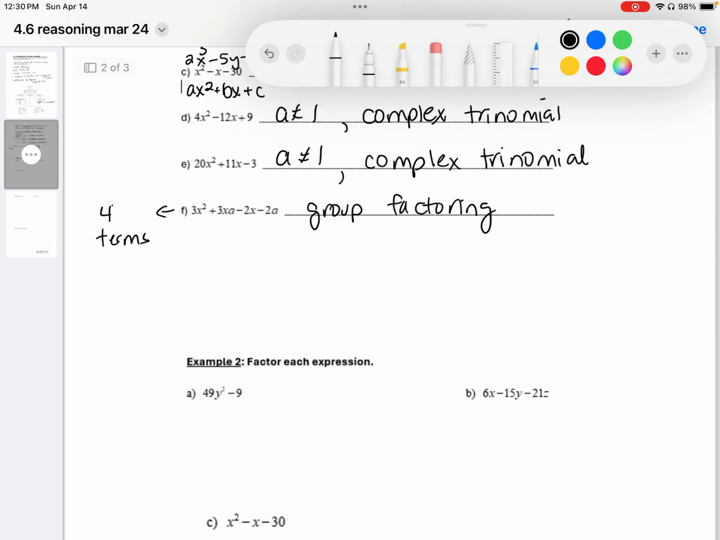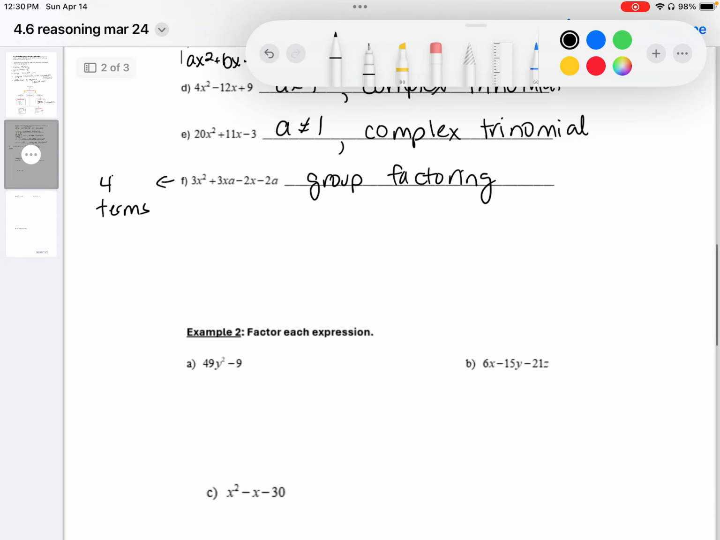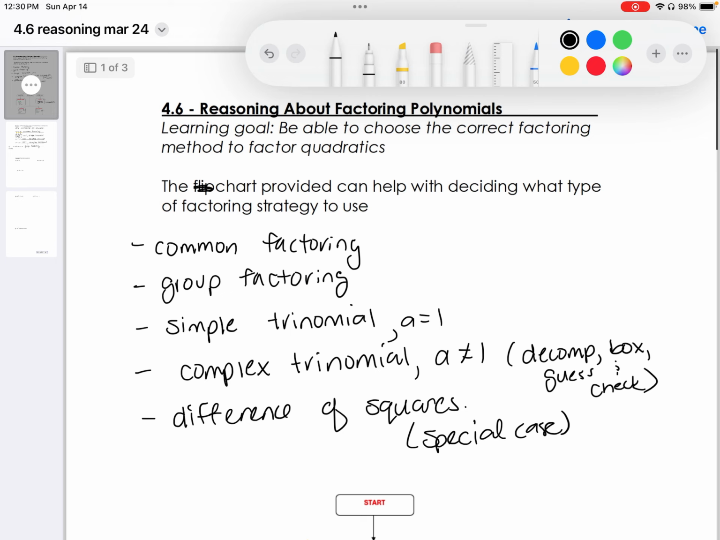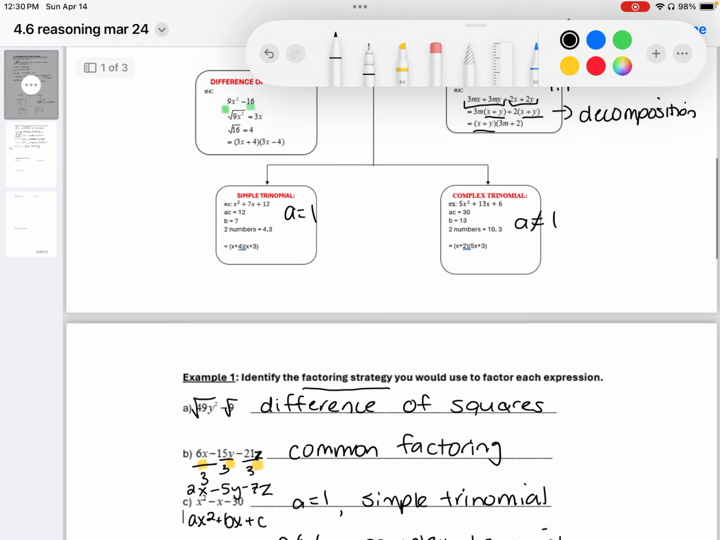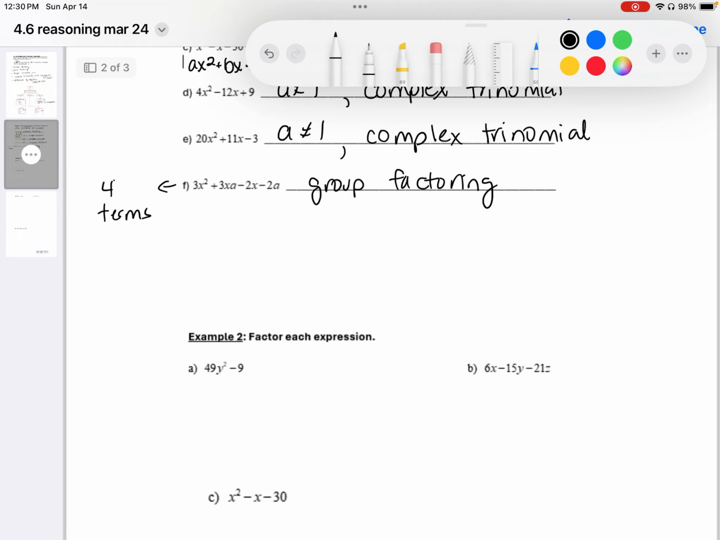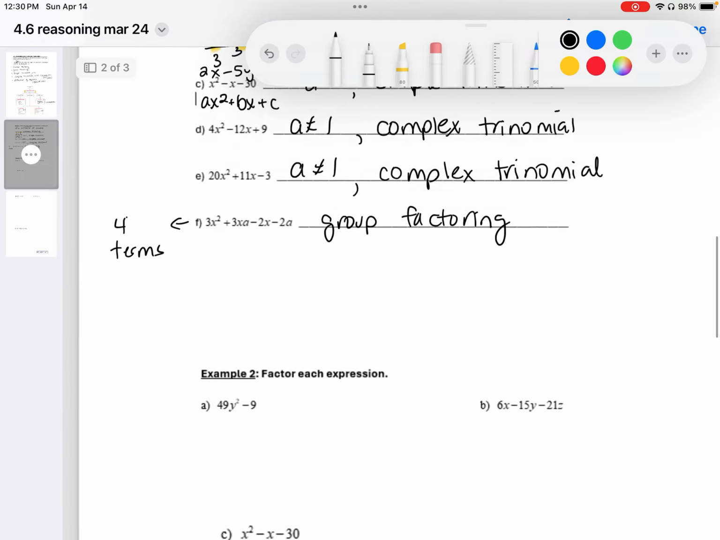Okay, so now when you do a question like example number 2, you are using the flow chart, but you don't necessarily have to write down what kind of factoring you're doing. But if you want, you certainly can. So here in A, oh, we already did this. These are the ones from above. Oh, perfect. Well, let's factor them then.